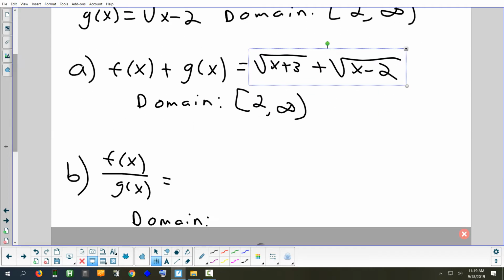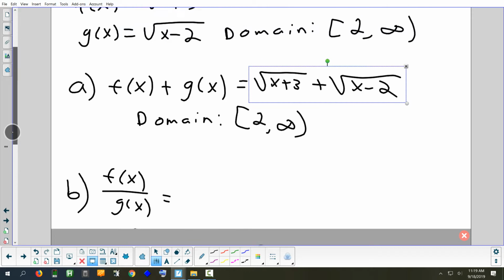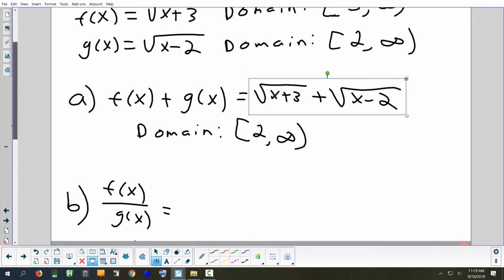Okay, let's do this one. So f of x divided by g of x. Nakara, how would I write this one? The square root of x plus 3, divided by the square root of x minus 2. Yep. Now, technically, we shouldn't leave the square root in the bottom. I'm not really worried about that for this one. If you want to fix it, we could, but we can leave it. What I want to write down is the domain.